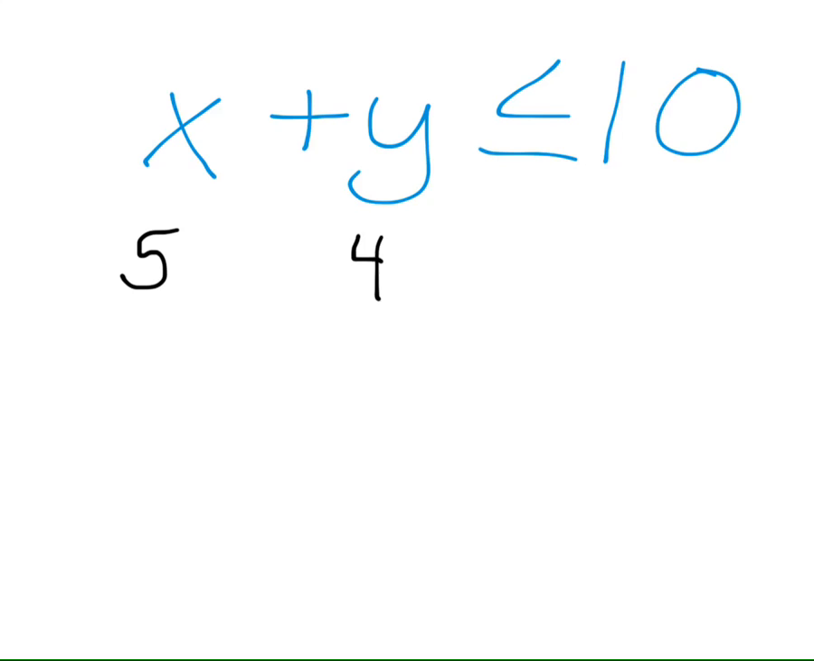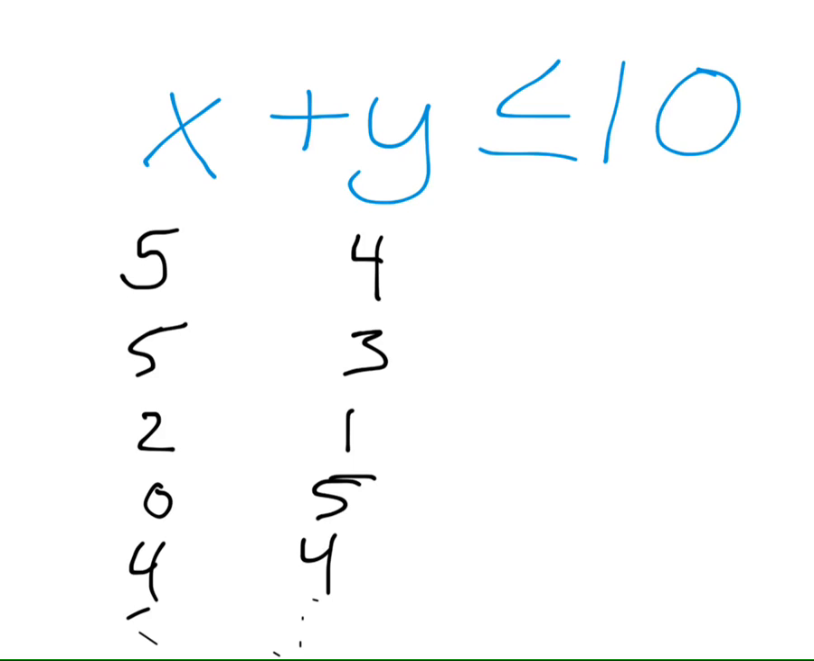What's another one? 5 and 3. 2 and 1. 0, 5, 4 and 4, right? We could keep going on forever. We could start adding in decimals. We could start adding in fractions. There's an infinite amount of solutions here, right?